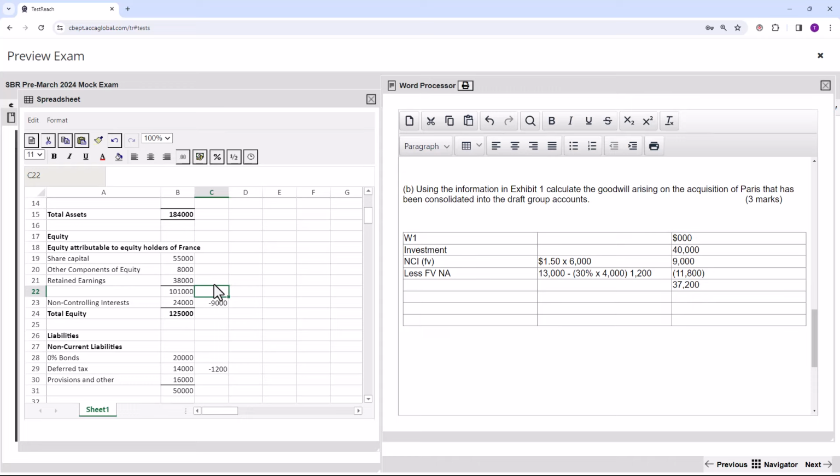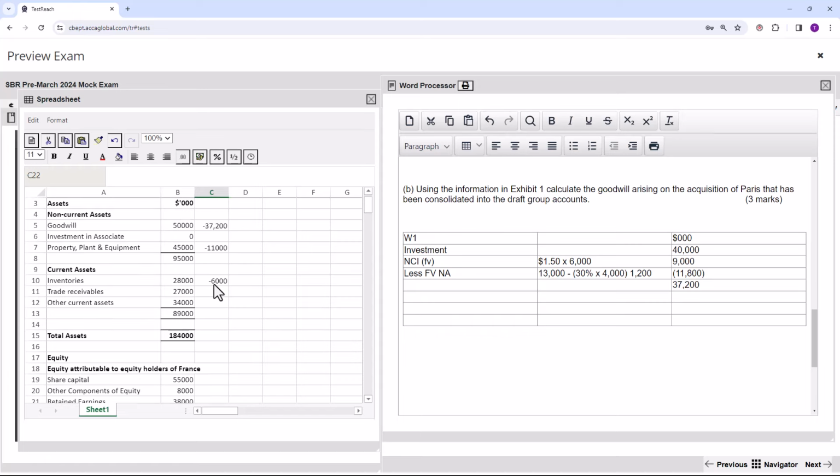Now, although I'm removing, what I should have done is apply equity accounting. So the investment in Paris should have been shown as a single line. And therefore, it's queued up already. We are going to put in, for now, the figure of 40,000.